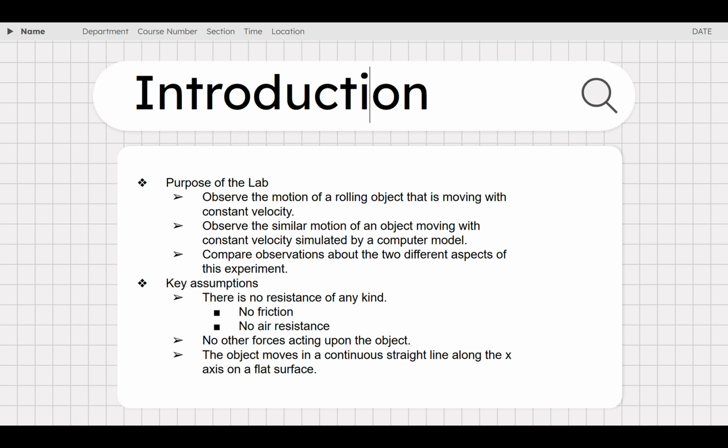So, some key assumptions for this experiment is that there is no resistance of any kind. There is no friction, there is no air resistance, there are no other forces acting upon the object, and that the object will move in a continuous straight line along the x-axis on a flat surface.